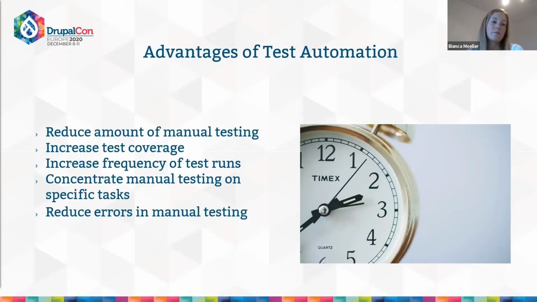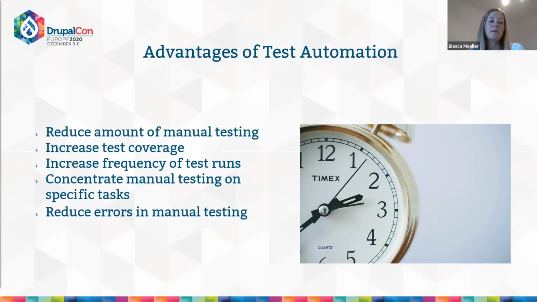On the first side, of course, to reduce the amount of manual testing, which doesn't necessarily mean that we want to do less QA. Our goal is to shift our manual efforts to the tasks which really need manual testing, which cannot be automated, take a deeper look into them, and maybe increase the coverage in those tasks. Meanwhile, we can reduce the manual testing for the repetitive tasks.